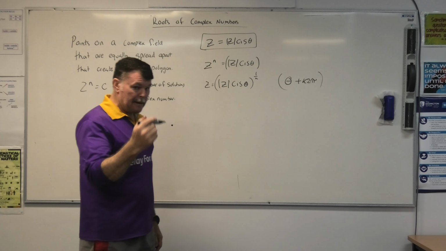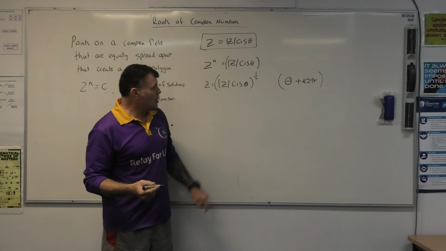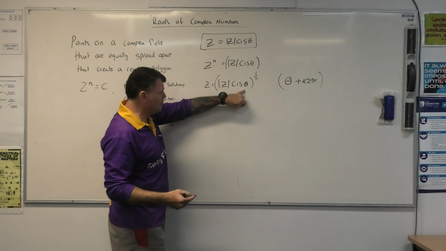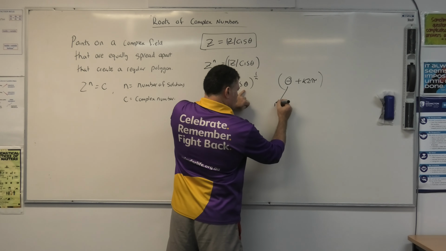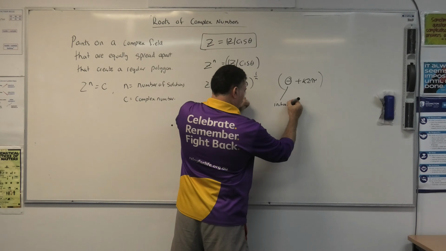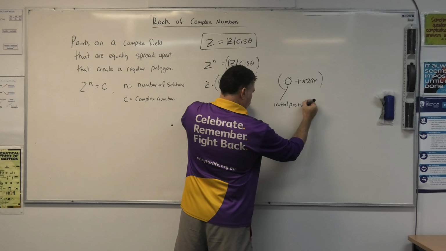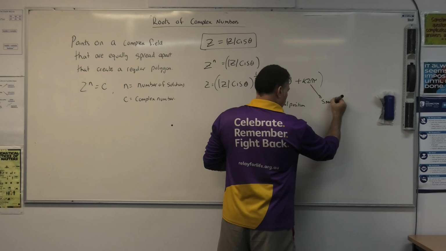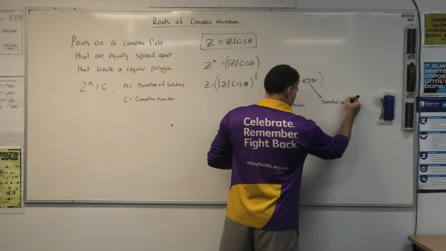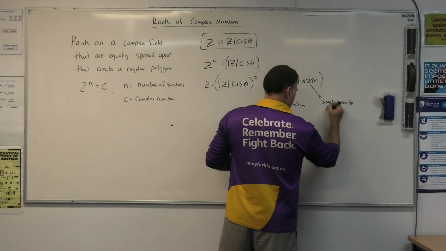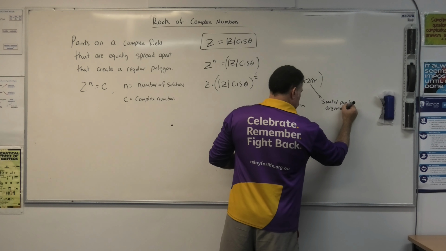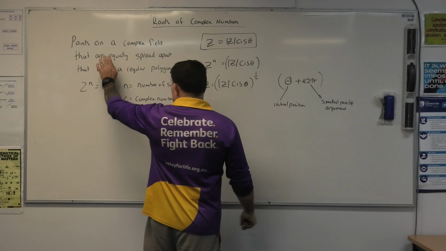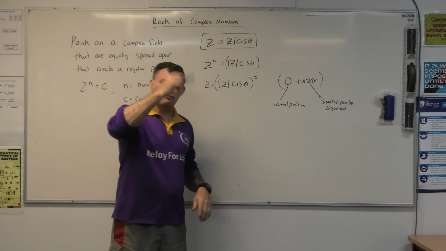And this is where the real application of this comes into play. When we're using this variable inside of this function, this is what we call our initial position. And this is our smallest possible argument. It's the smallest possible argument that repeats itself, making an equal spread between the different points.